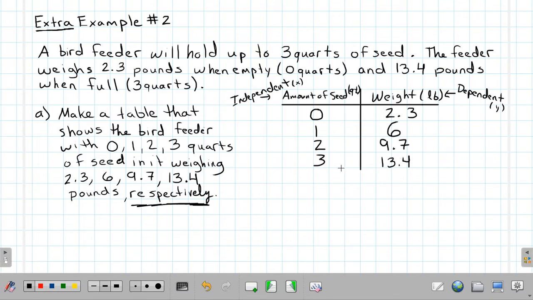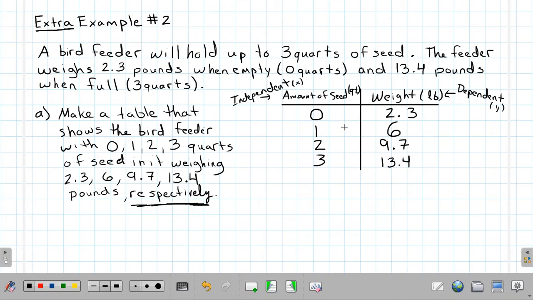Now, do we need to go any further? Can we have 4 quarts of seed, 5 quarts of seed? Well, no. If it's full, it's at 3 quarts of seed. Up to 3 quarts means it's full. So we can't put any more points on here going beyond 3. Based on the data we have here, that's our table, and that's it.